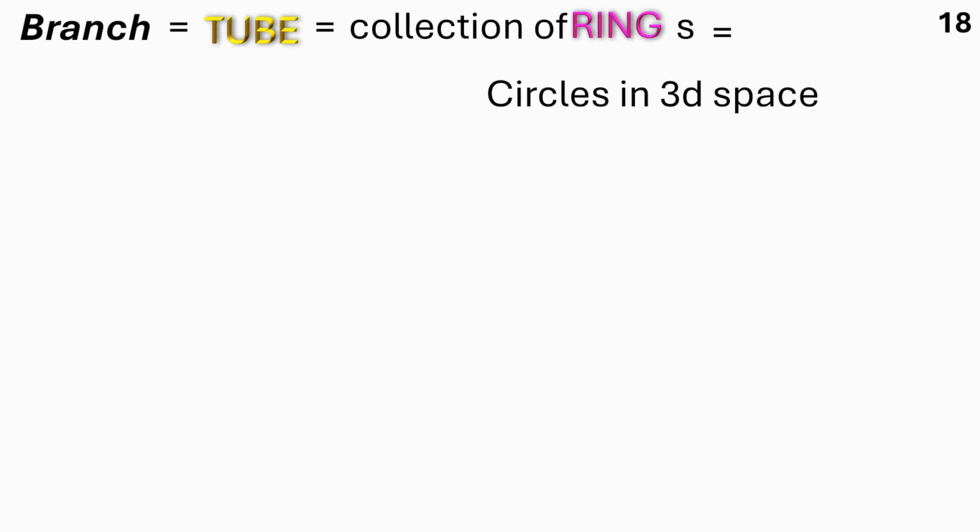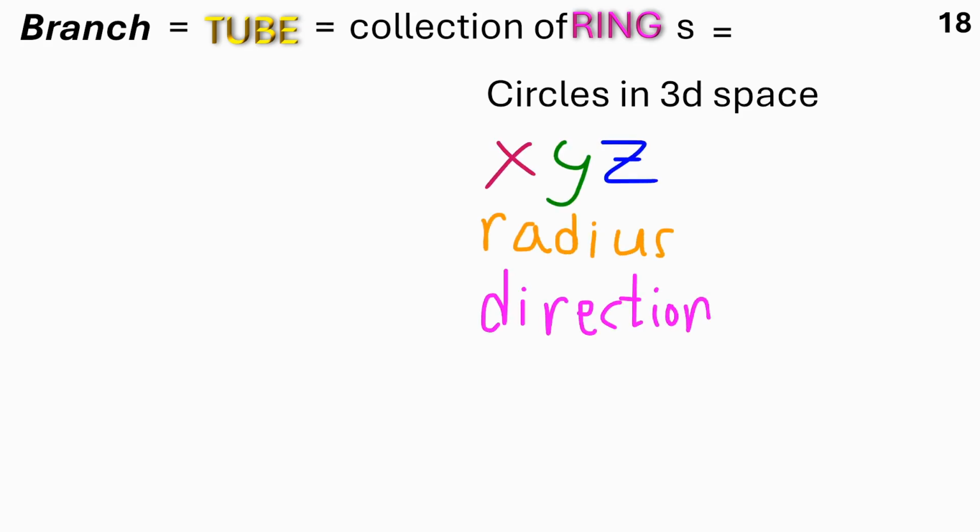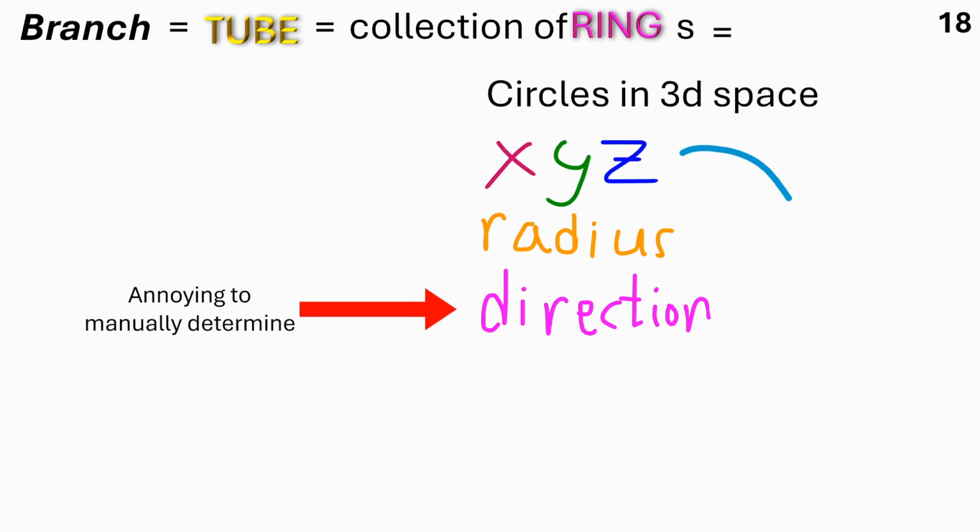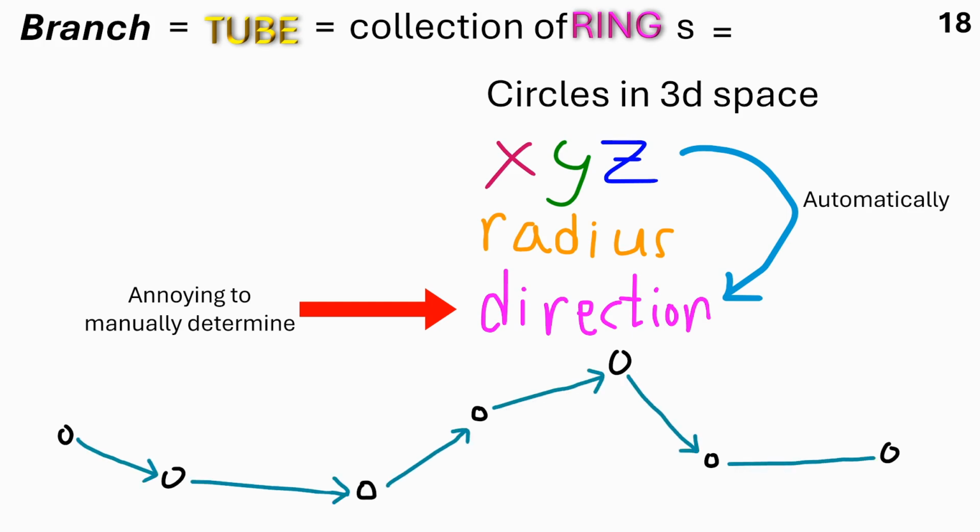So, if you recall, a branch is a tube, which is a collection of rings, which are circles in 3D space, and circles have an XYZ position, radius, and a direction. Well, writing all those directions specifically can get kind of tedious. So it'd be nice if we could automatically convert relative positions into directions. So here are a bunch of points, and here's the algorithm I came up with to do that. So here are the relative positions between each other. And then in order to find the directions, all you need to do is take the average of the normalized relative positions between each other, and that gives you the directions. Nice and simple.